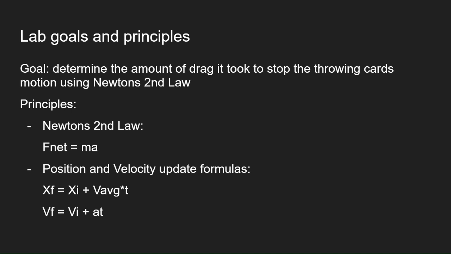So the goal is to determine the amount of drag it takes to stop a card I throw using Newton's second law. The principles, of course, are Newton's second law, F net equals ma, and the position and velocity update formulas: xf equals xi plus the average velocity times the time, then the final velocity equals the initial velocity plus the acceleration times time, where acceleration we can substitute with F net over m.